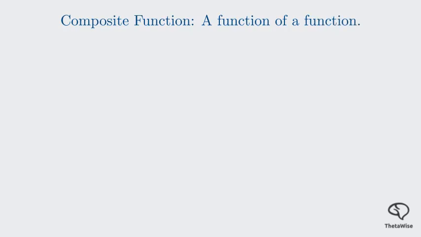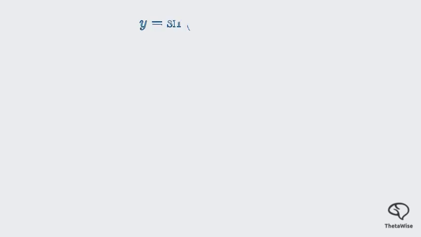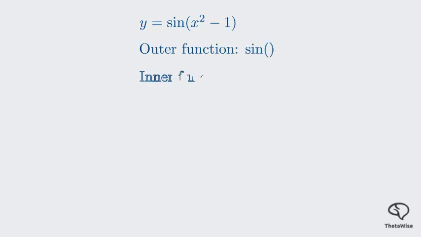Let's take an example. Consider y equals sine of x squared minus 1. This is a composite function. We have the sine function, and inside of it, the input is another function, x squared minus 1. Here, the outer function is the sine function, and the inner function is x squared minus 1. This nested structure is what we call a composite function, or a function of a function.